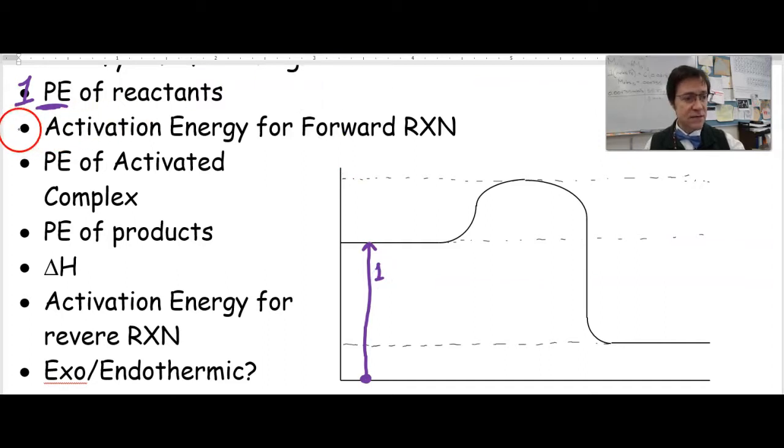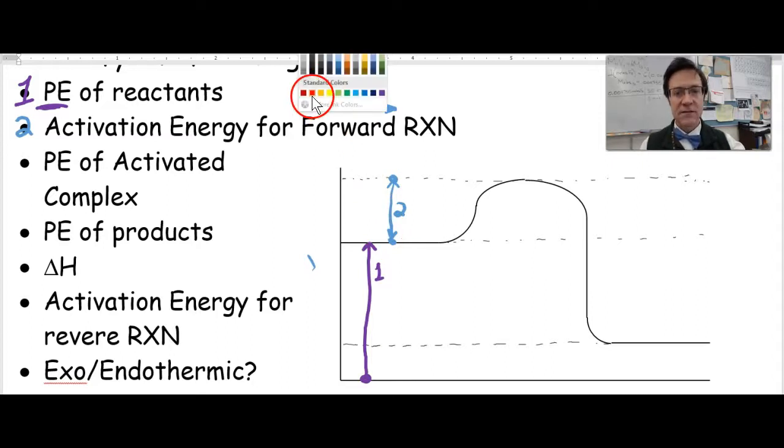The next thing, number 2, the activation energy for the forward reaction. Well, how much energy do we need to activate the forward reaction? The forward reaction is going from left to right. So I need to start at my reactants and go all the way up to my activated complex. So I'm going to call that number 2. That's going to be the activation energy for the forward reaction.